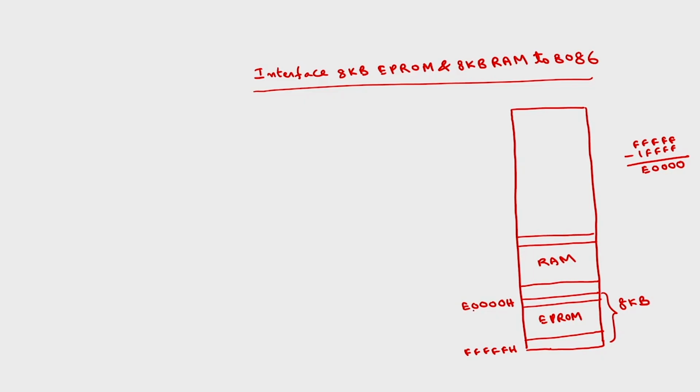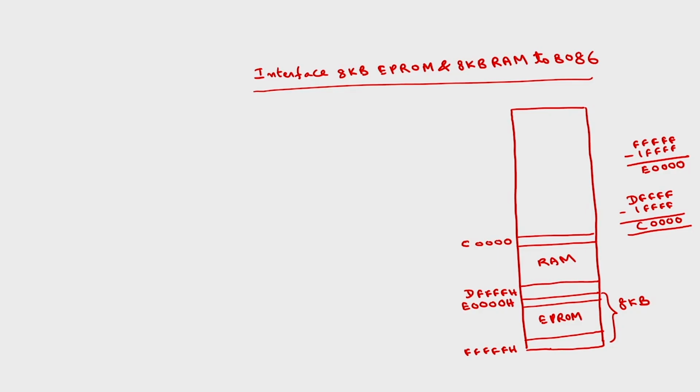The address which is 1 less than this one will be DFFFFH, and to get the starting address you have to subtract 1FFF. DFFFFH minus 1FFF will be C0000H. So the RAM will be C0000H to DFFFFH. Now in order to interface this, we have to write the memory map of these particular addresses.